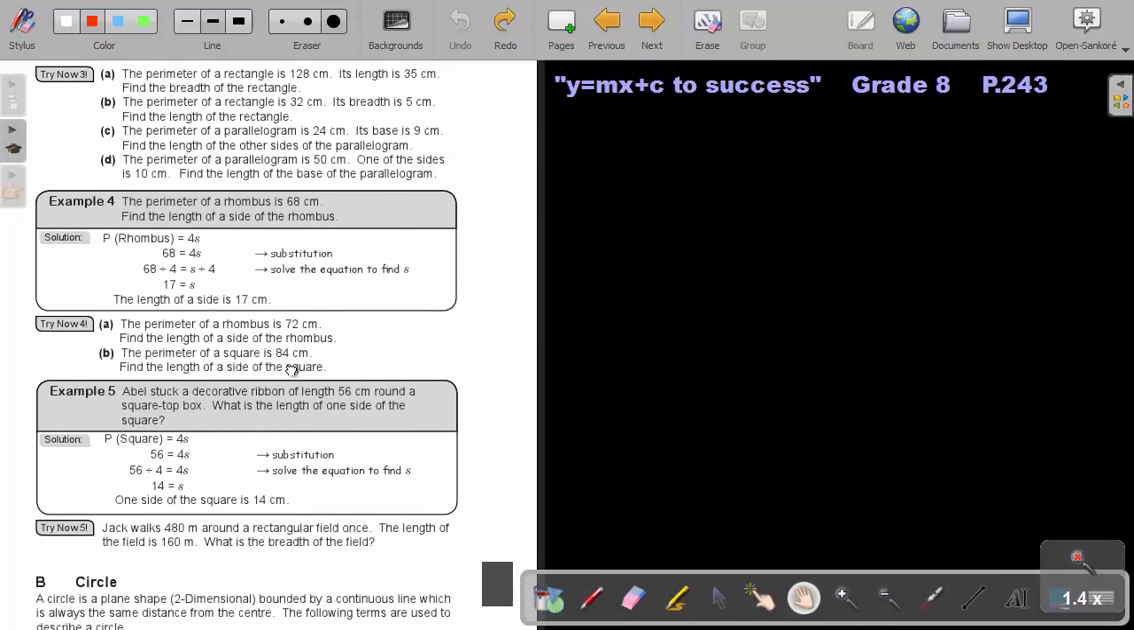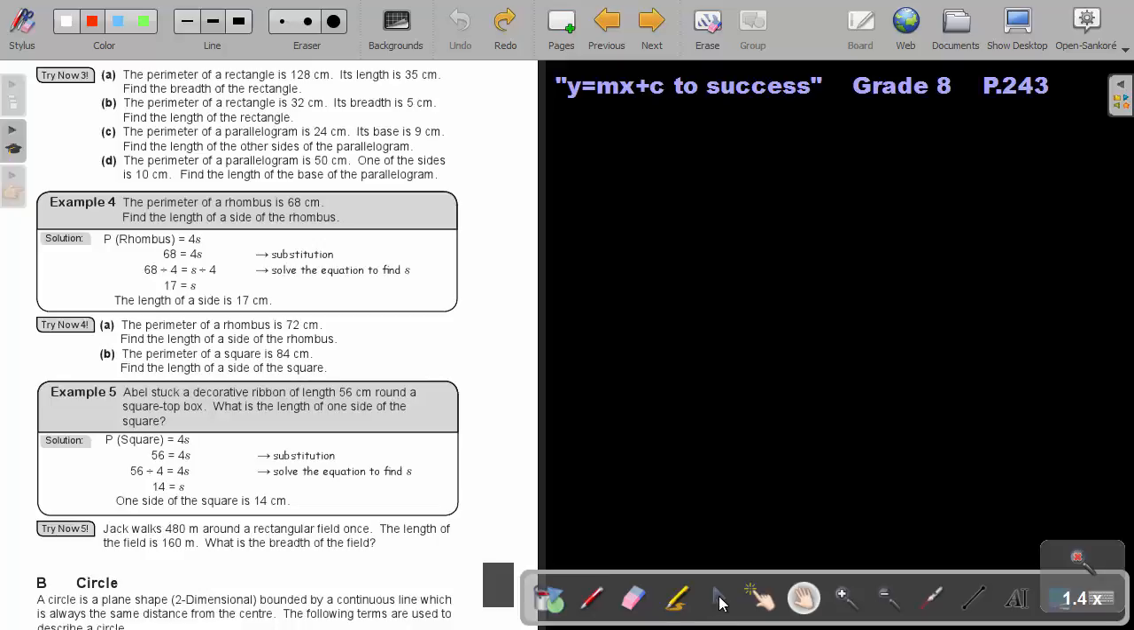I want you to stop the video and do the following sums. There's a rectangle and there's a parallelogram. Do number A and number C. Stop the video and as soon as you are finished, you can continue with the video.